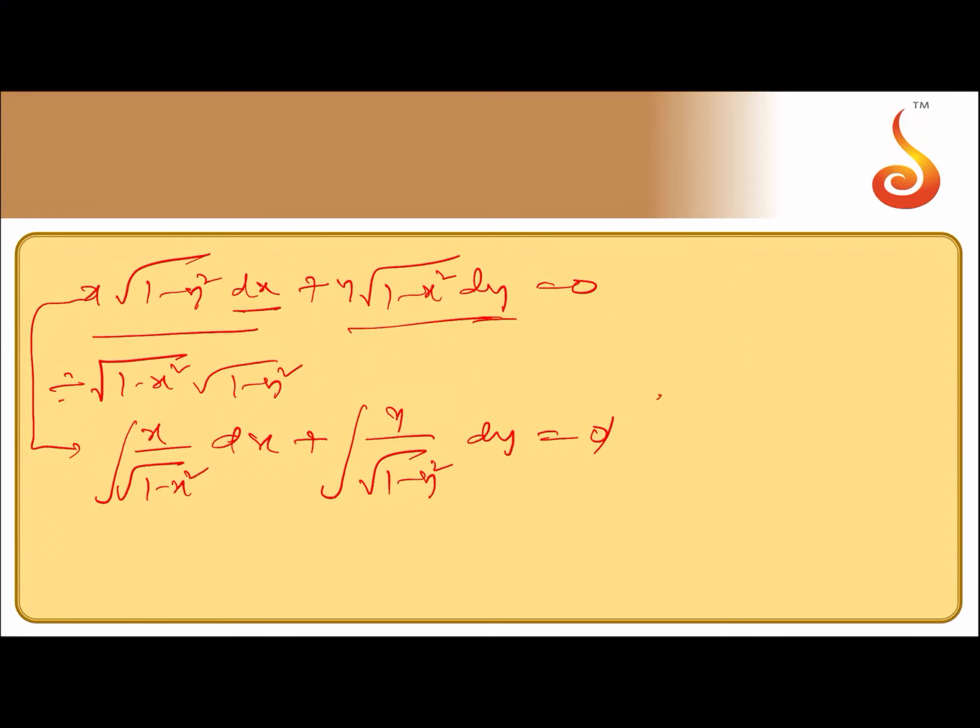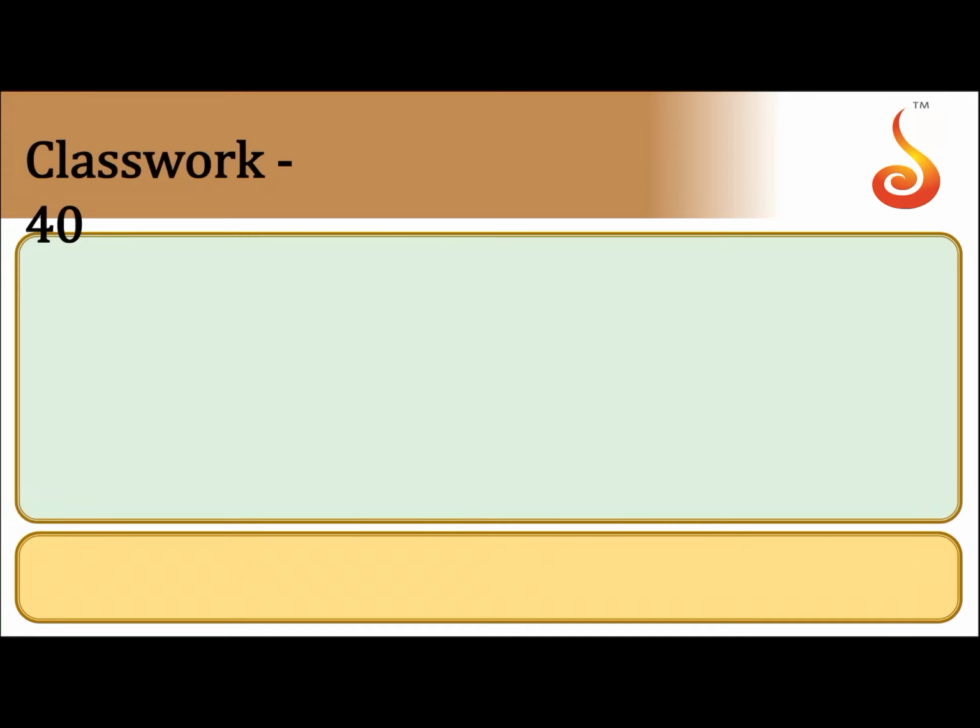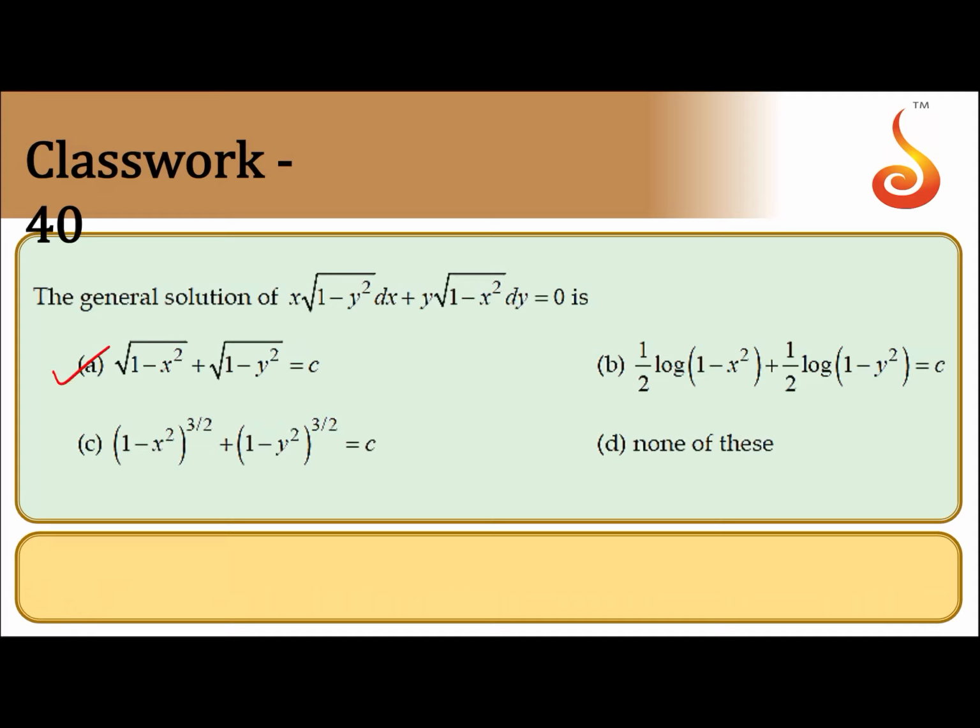Now integrate and replace it by a constant. This is nothing but minus root of 1 minus x square, minus root of 1 minus y square, because this derivative is this one, and minus c. Cancellation of minus c, you would be getting answer is equals to root of 1 minus x square plus root of 1 minus y square is equals to c. So answer is A option.